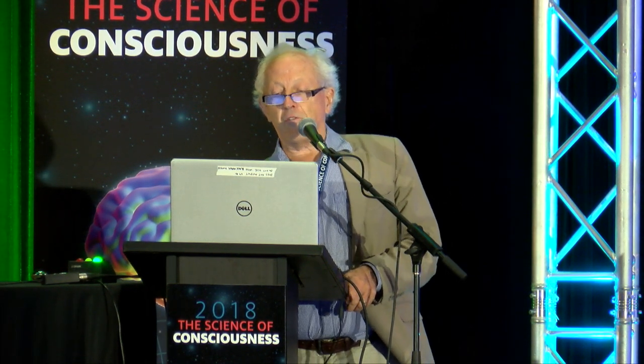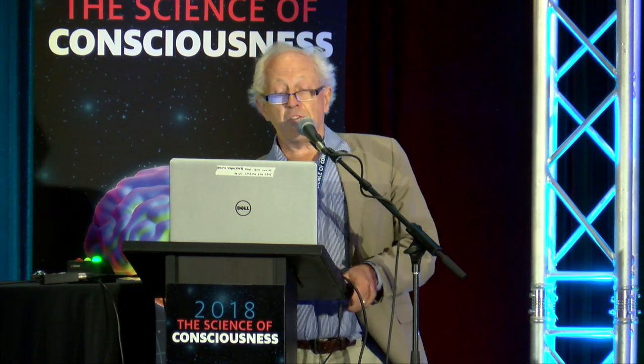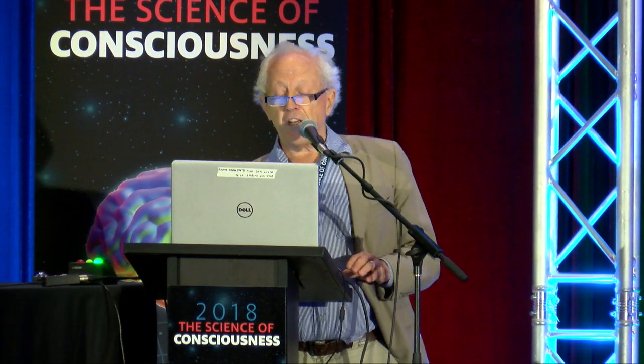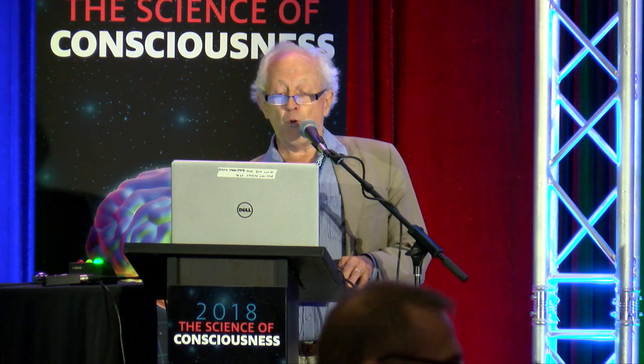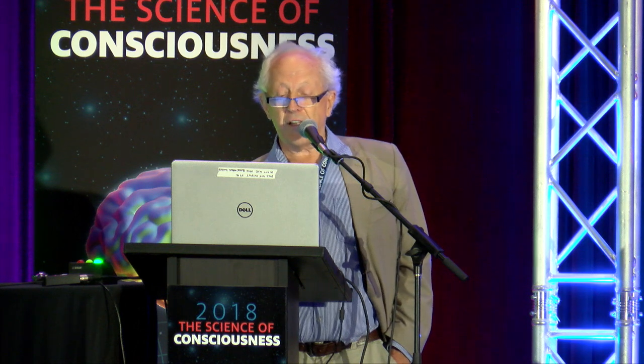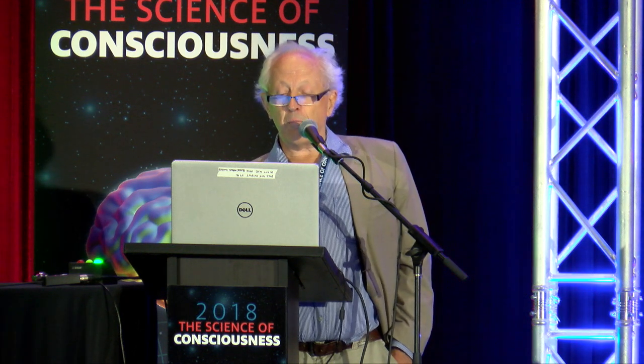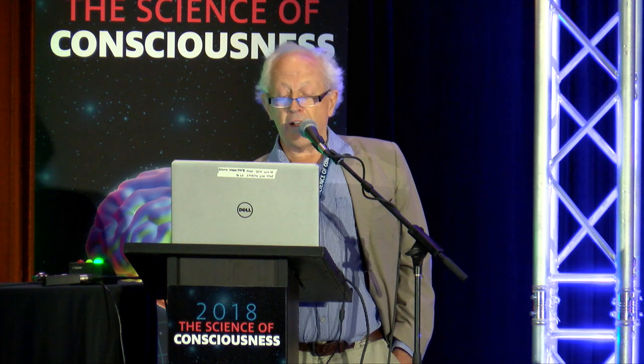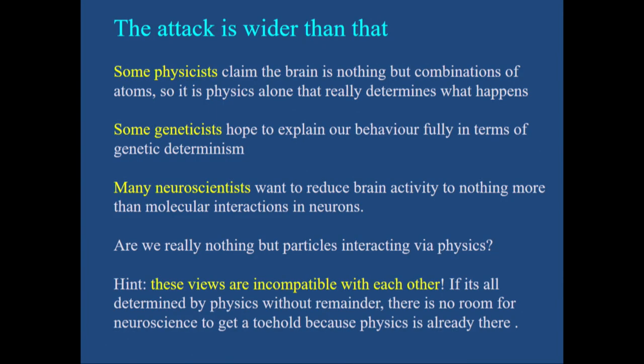Some geneticists hope to explain our behavior fully in terms of genetic determinism. Many neuroscientists want to reduce brain activity to nothing more than molecular interactions in neurons, as that Francis Crick quote says. So are we really nothing but particles interacting via physics? And there's a hint. Those three views I've given here are incompatible with each other. If it's all determined by physics without remainder, there is no room for neuroscience to get a toehold because physics is already there, and that's a hint to the answer to this.